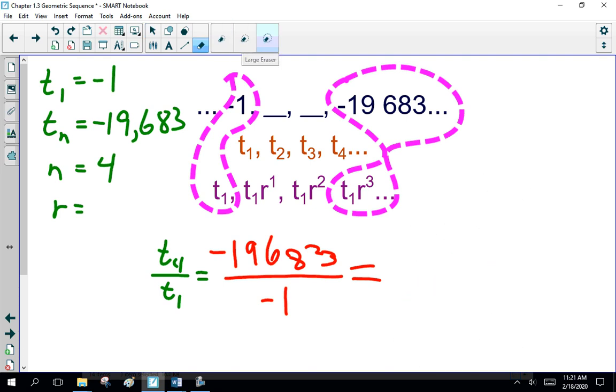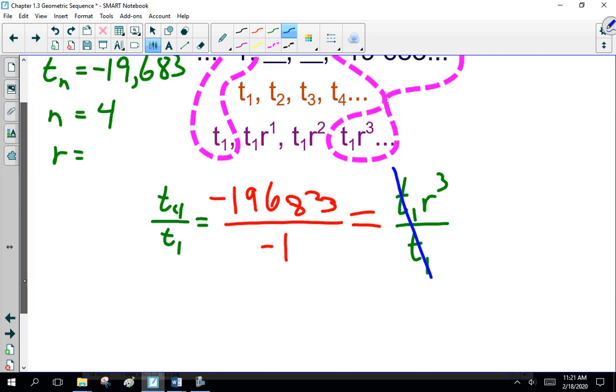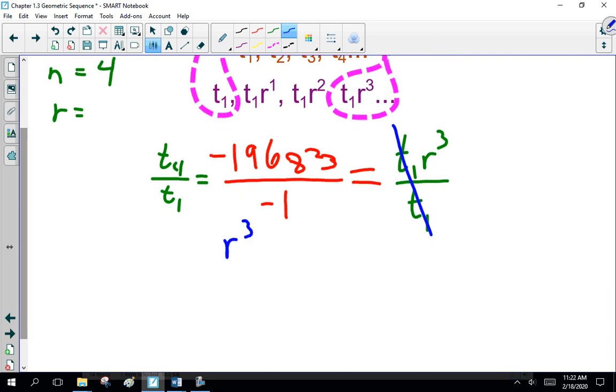Missed step here. Now, T4 is T1 r cubed. As I said before, yes, T1 is minus 1 and you can plug in minus 1, but there'll be times I don't tell you what T1 is. I'll give you T4 and T10 or something. So get in the habit of canceling it out. So we're down to r cubed is 19,683. Show steps.